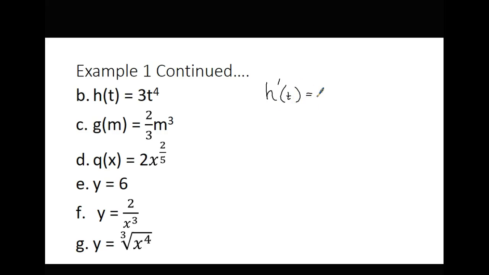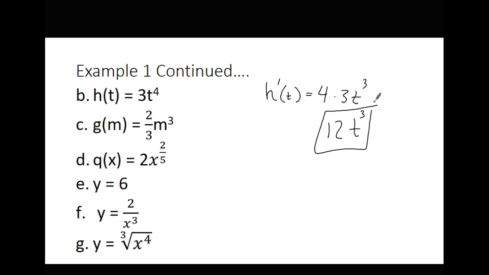So if I want to find the derivative of h with respect to t, what am I going to multiply to the front? 4. So it's 4 times 3t, but my power is going to change. What's my power going to become? There you go. So final answer, 12t cubed.